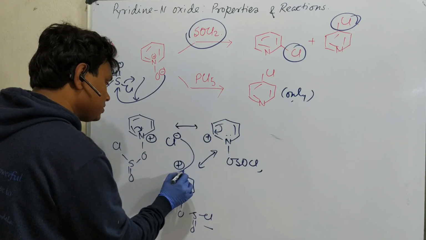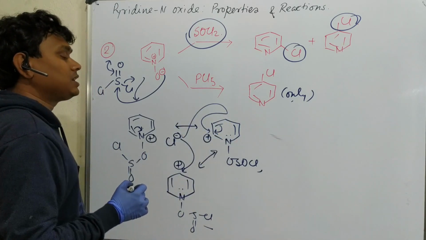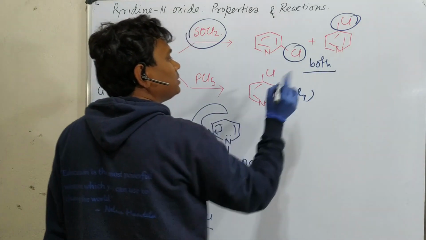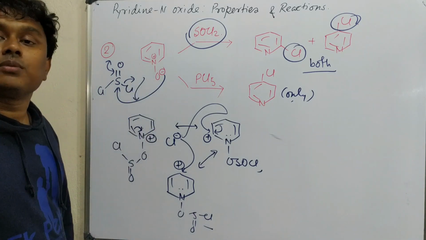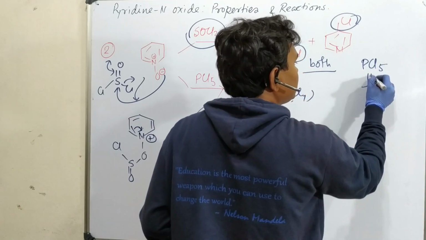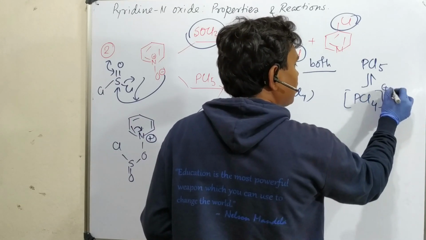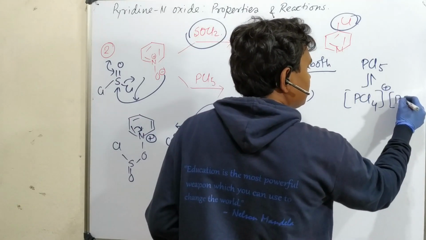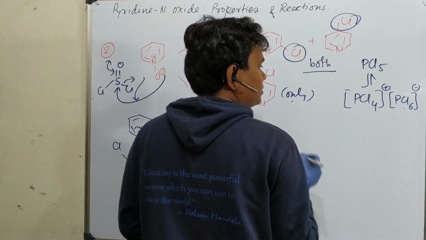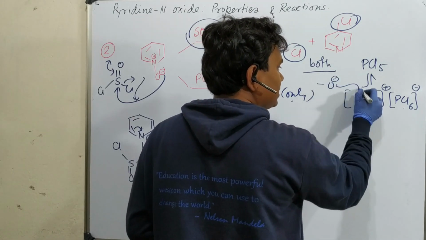That is the reason chlorine can attack the para position or chlorine can attack the ortho position, ultimately resulting in both ortho and para products. But when you use PCl5, what is the problem? Actually, PCl5 remains as a combination, that is PCl4 plus, where the formal positive charge is on phosphorus, and another part, PCl6 minus. This doesn't react, so this reacts. So what happened? The O minus of pyridine N-oxide attacks here.